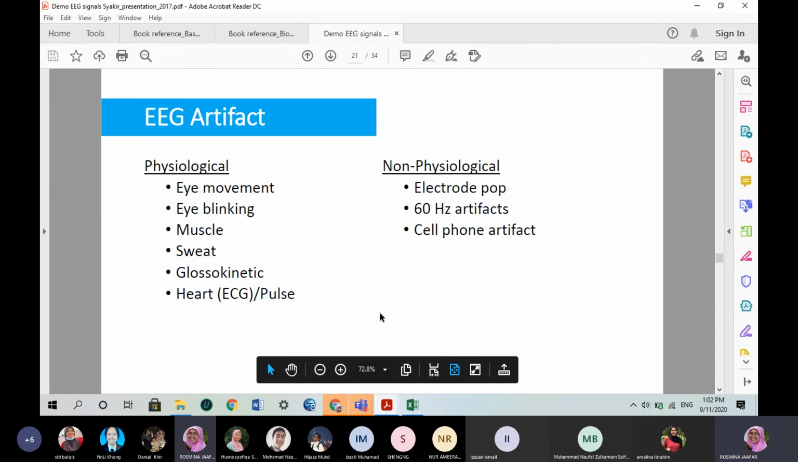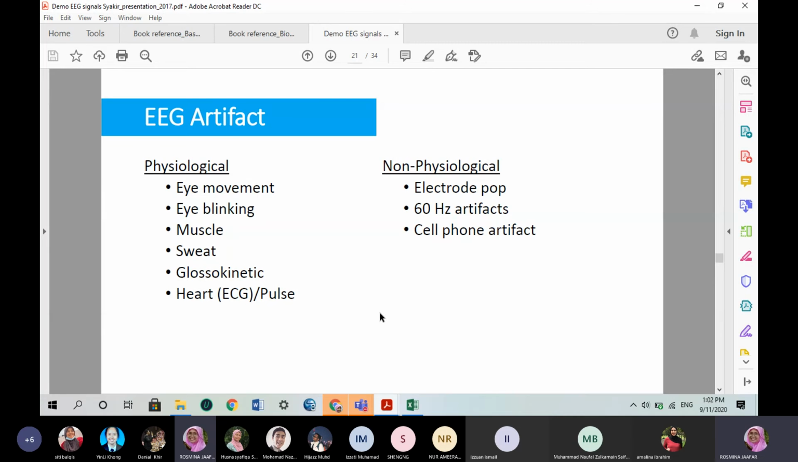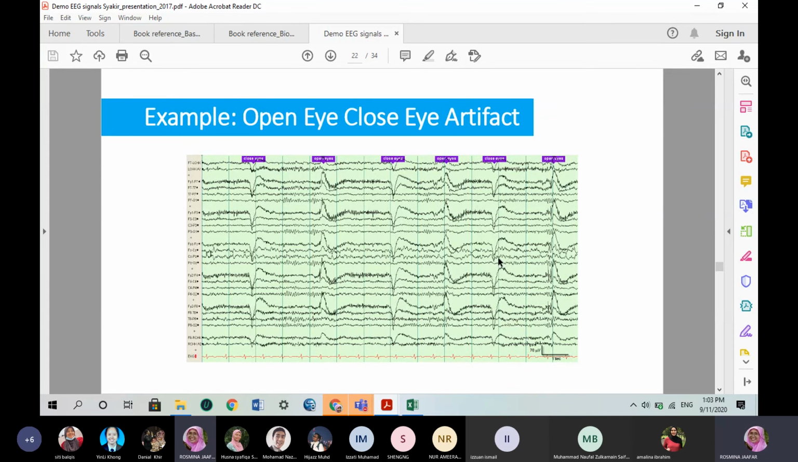Okay. EEG artifacts. Physiological artifacts such as due to movement of the eyes, eye blinking, muscle artifact, due to sweat and heart action and so on. Non-physiological artifacts are due to electrode problems, amplified noise from the electrode and also from the 60 Hz power line. Sometimes cell phone artifact.